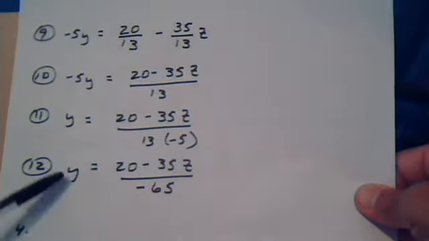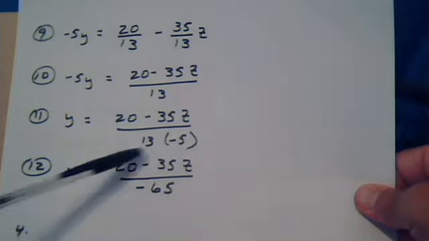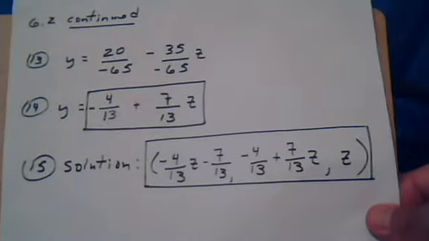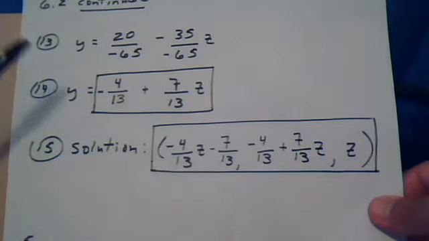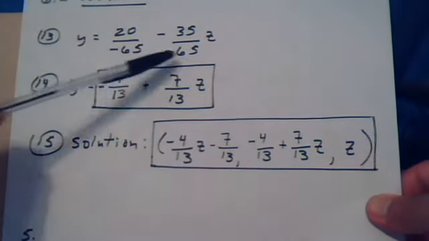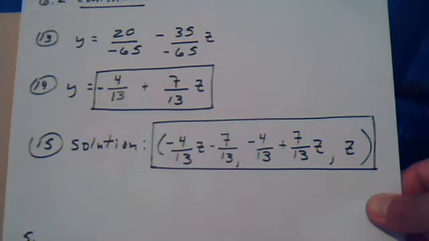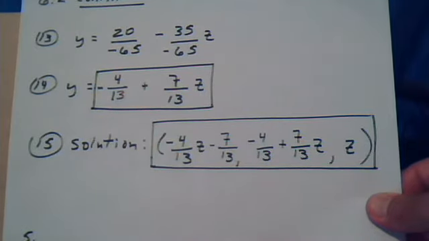Finally, we have the y by itself. But we could even simplify some more. Simplify as much as you can. Keep simplifying. Finally, we get y equaling all of this. So y is described in terms of z. Now we have the x and the y being described in terms of z.